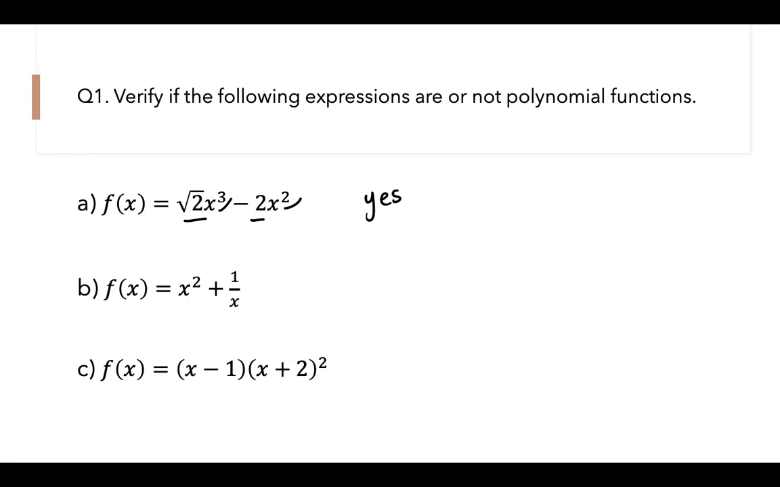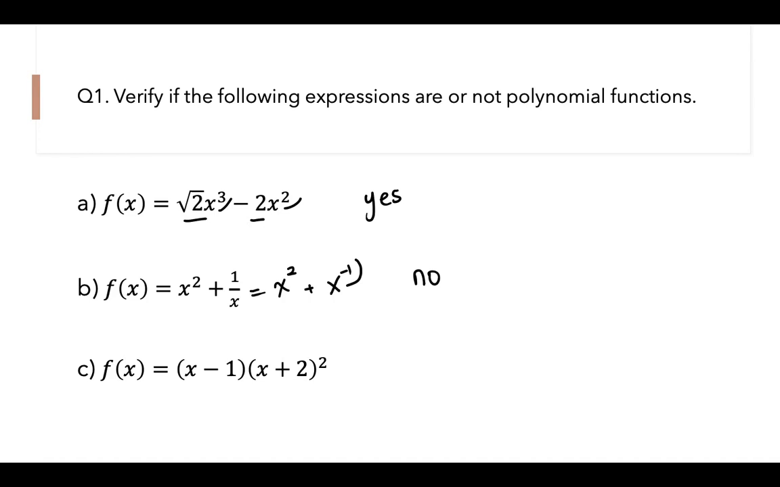Now, what about x squared plus 1 over x? If I rearrange this into exponent form, it looks like x squared plus x to the negative 1. Because it has a negative integer exponent, no, it's not a polynomial function.